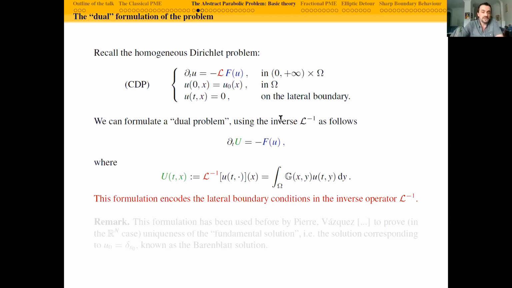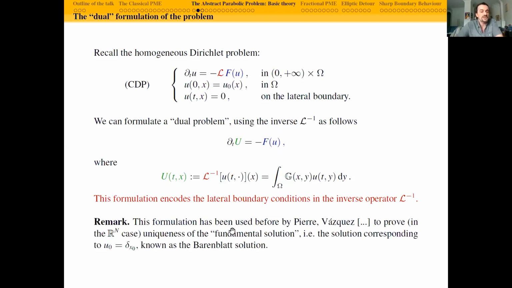So this is the standard problem that we were tackling since the first day. And this is the dual formulation. Basically you apply L minus one, which is the formula with the Green function, the standard Green function for the Laplacian, but also for other operators. And this dual formulation encodes already the lateral boundary condition. So we don't have to worry about boundary condition anymore.